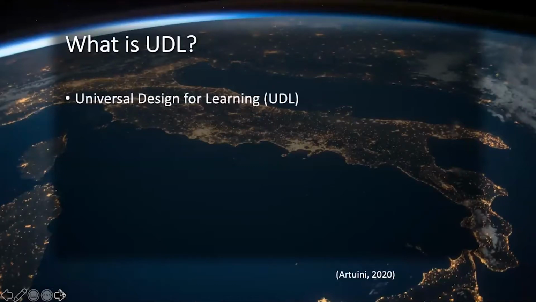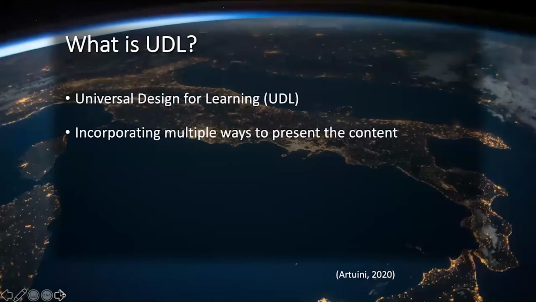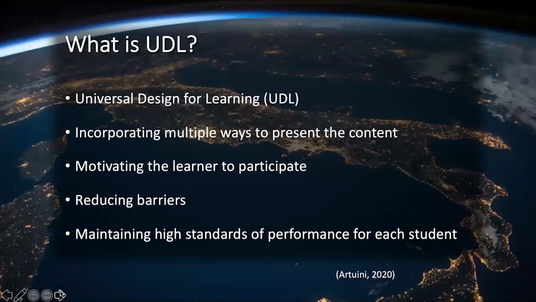Well, first of all, I'm going to refer to it as UDL from now on because it's easier and it's a standard acronym. So UDL, Universal Design for Learning, is a really neat concept that guides the instructional design process by incorporating multiple ways to present the content, motivating the learner to participate, reducing barriers, and maintaining high standards of performance for each student.